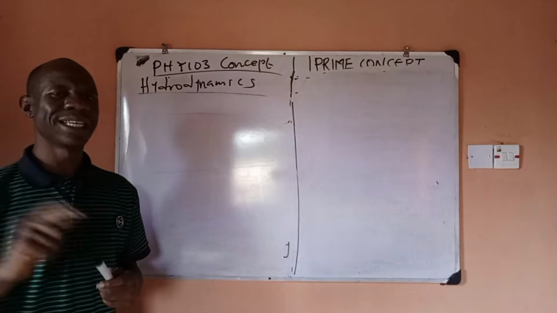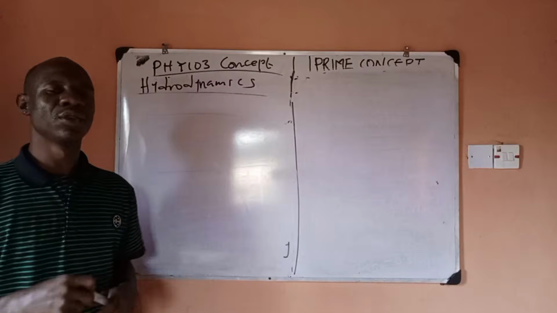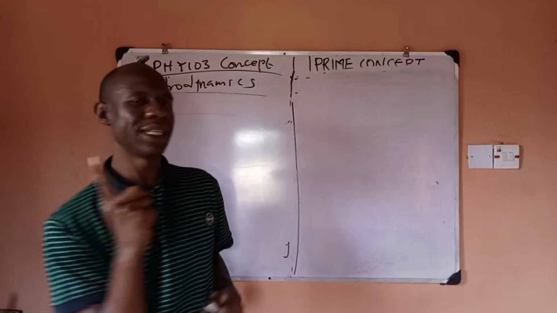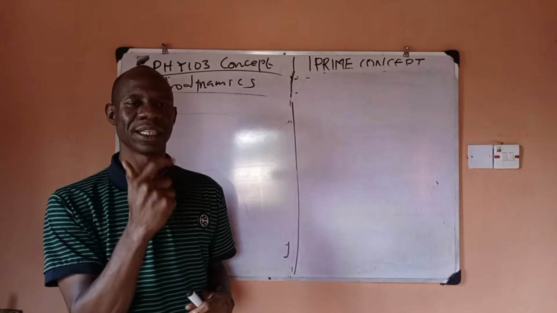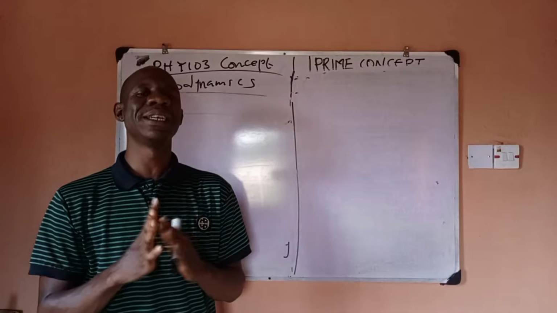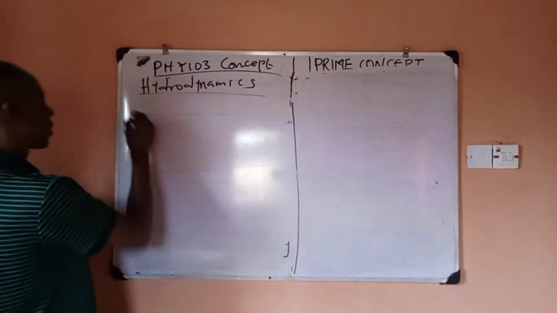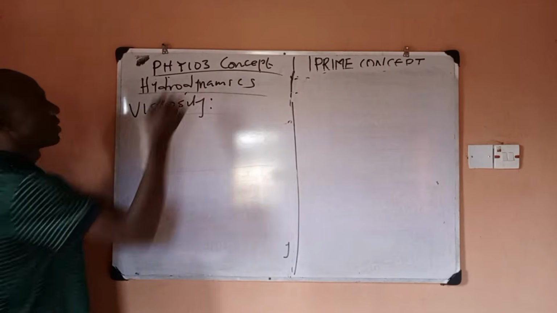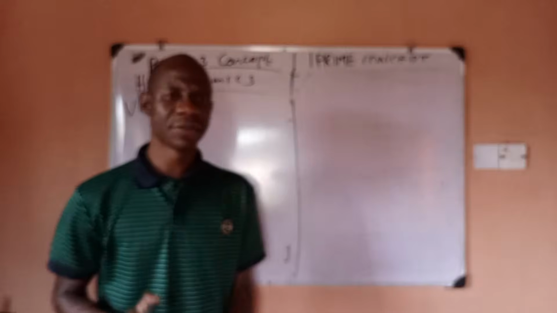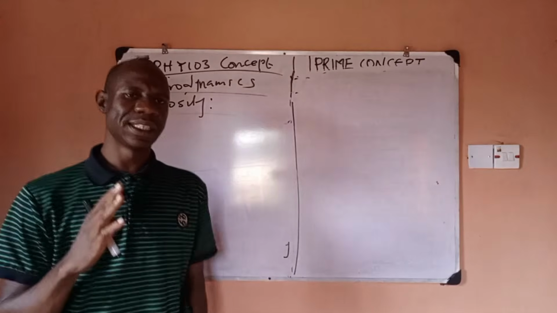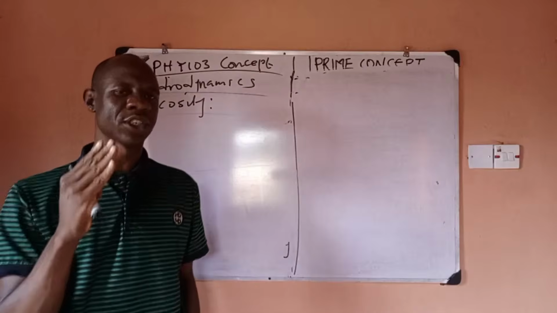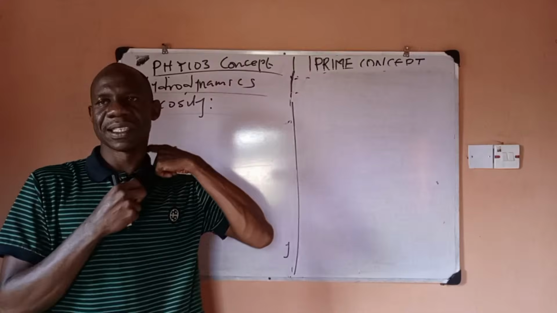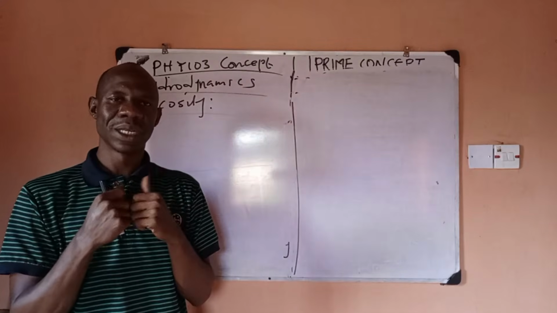But before we consider a real fluid, let us first of all introduce a major component that was ignored. That component is one of the things that will make a fluid a real fluid, right? Yes, and that component is viscosity. Viscosity. What is viscosity? Viscosity is the internal friction between layers of a liquid.